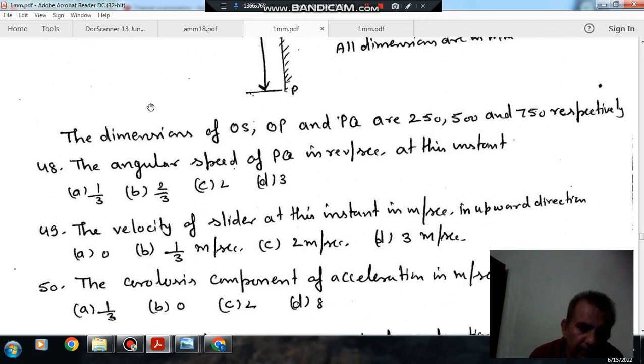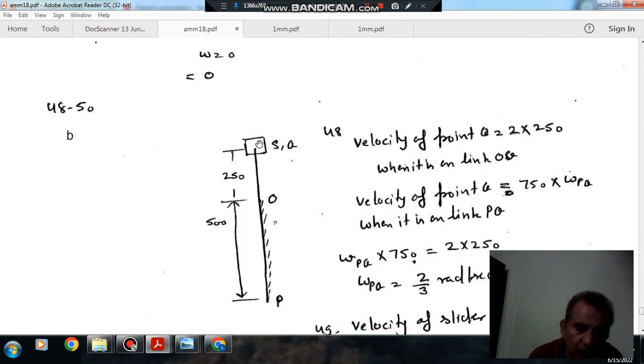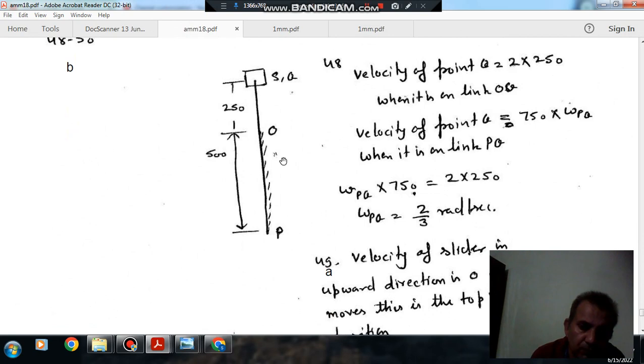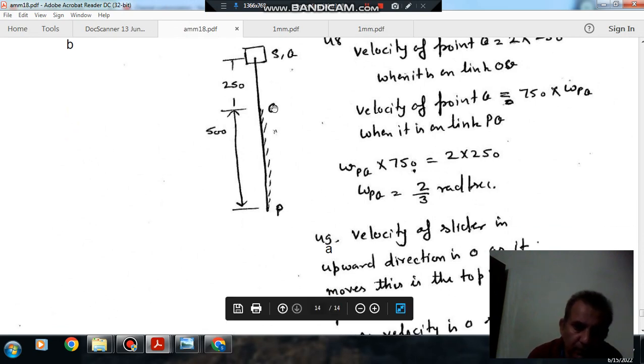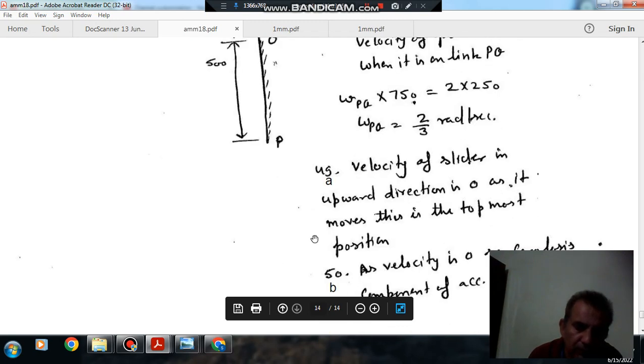Now the velocity of slider at this point in upward direction. As this is the topmost point, it will not go further up, and now it will start moving downward, and initially its velocity will be 0. So after reaching the top point, the answer is 0. So velocity of slider in the upward direction is 0 as this is the topmost position. Okay, so the answer to 49 is option A.